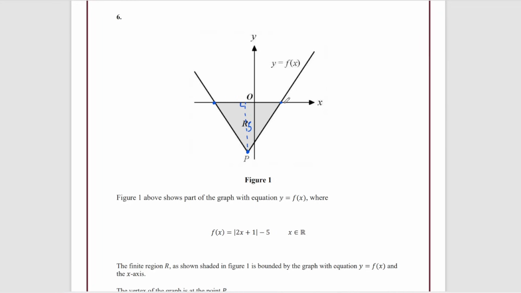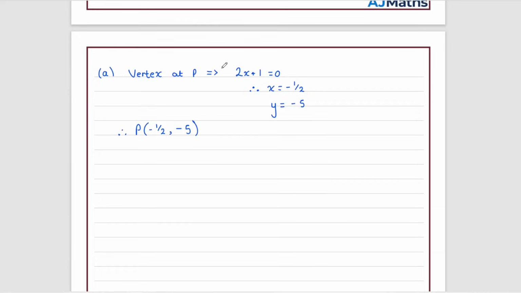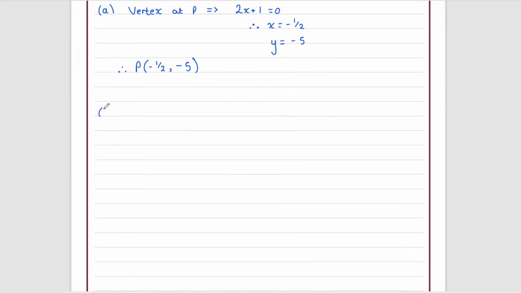To find these 2 points here, we require that f of x is equal to 0, okay? So we need f of x equals 0 here. So f of x equals 0. In that case, what we've got is the modulus of 2x plus 1, minus 5, equals 0. Okay. So we start here by considering the positive part of this. That would just be 2x plus 1. So we've got 2x plus 1 minus 5 equals 0.